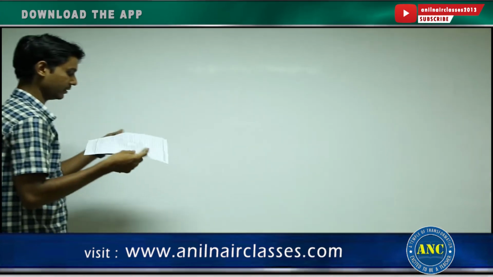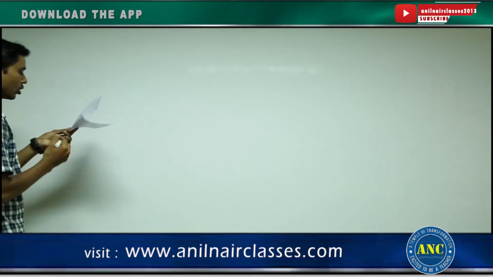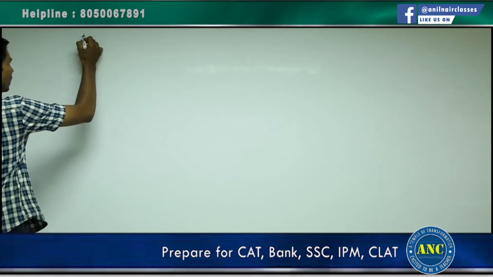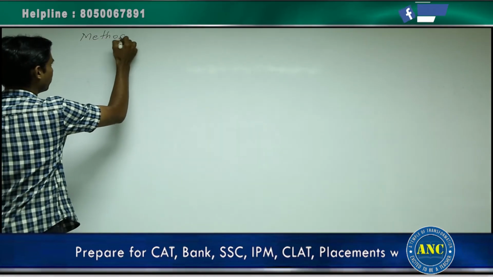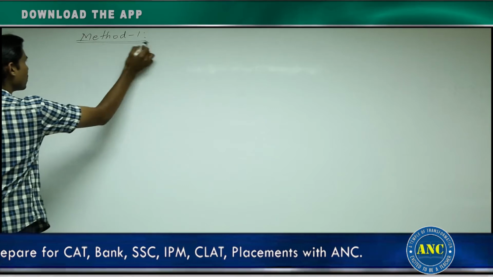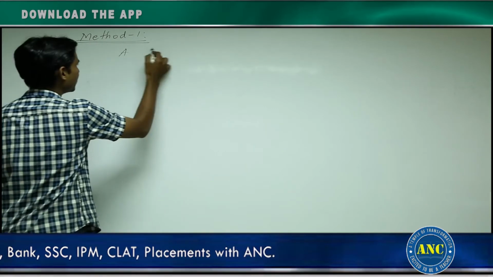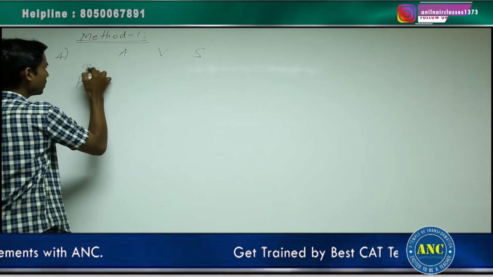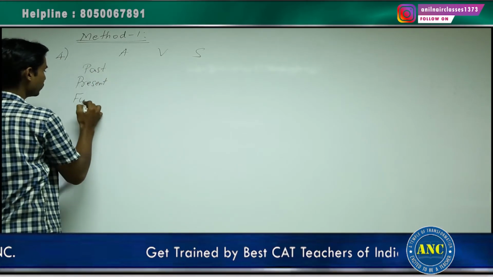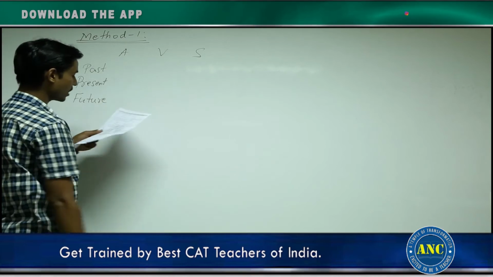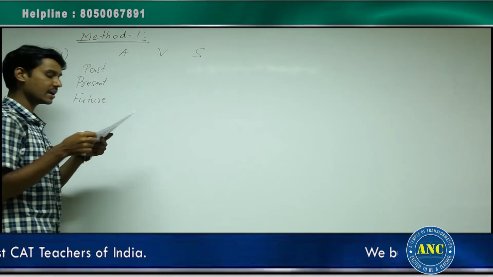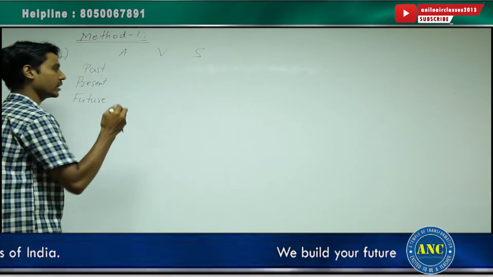This here, fourth question. The total of the ages of Ajay, Vijay and Sujay is 93 years. There are three people. Method 1. Ajay, Vijay and Sujay. Present situation, past situation and future situation. The total of the ages of Ajay, Vijay and Sujay is 93 years. 10 years ago, the ratio of their ages was 2:3:4.